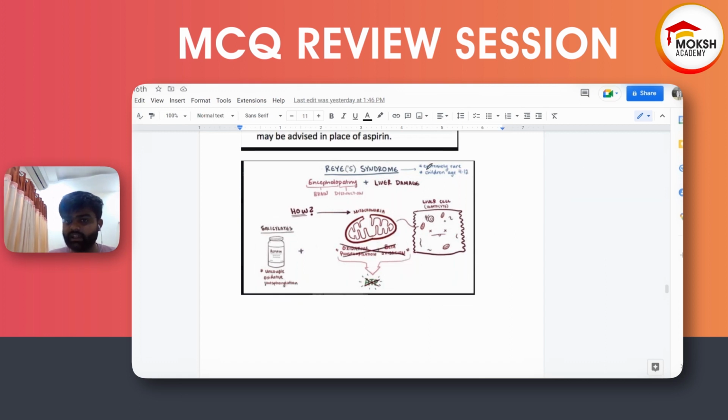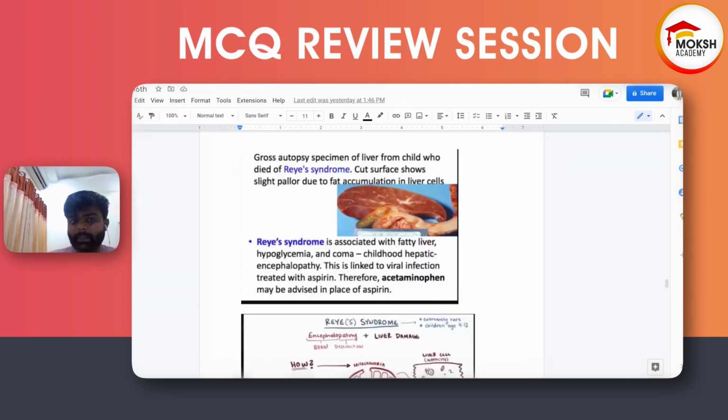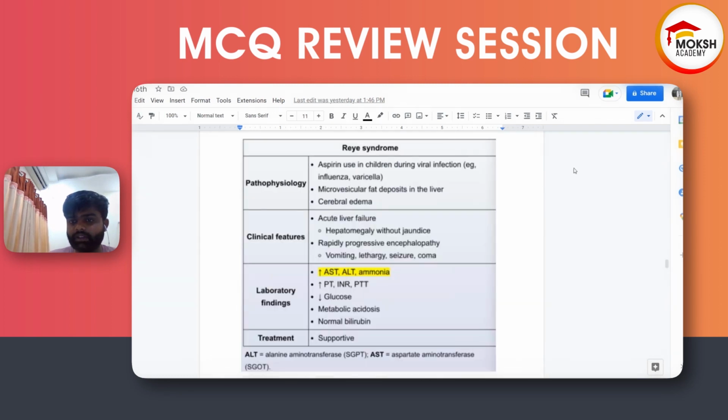This is very rare and it usually occurs between ages 4 to 12. So you can see the patient might have cerebral edema and acute liver failure. The clinical features are acute liver failure, which can present as hepatomegaly without jaundice, or it can have rapidly progressive encephalopathy like vomiting, lethargy, seizures, and coma.